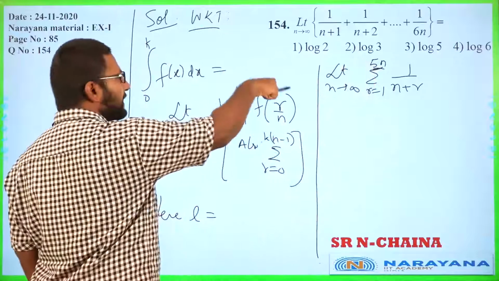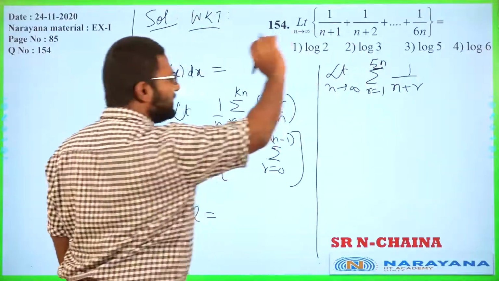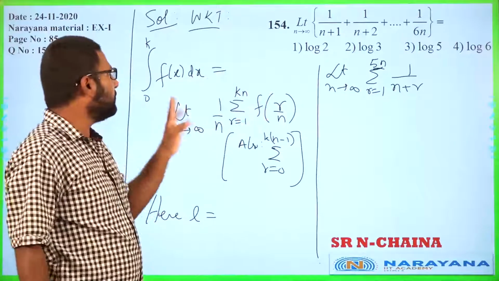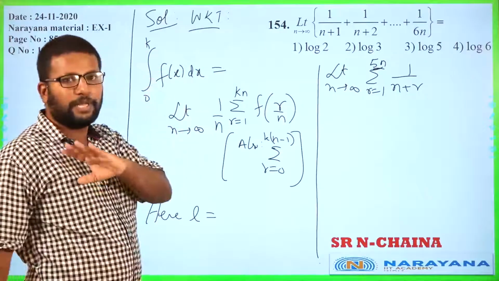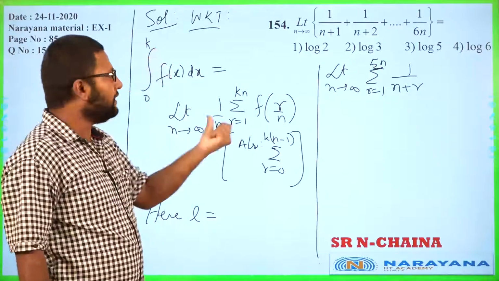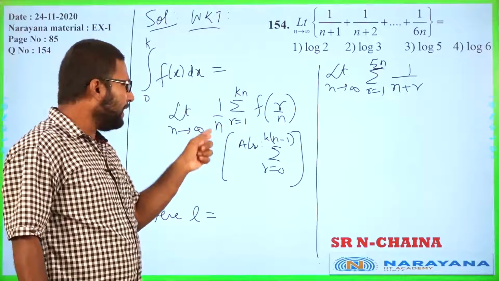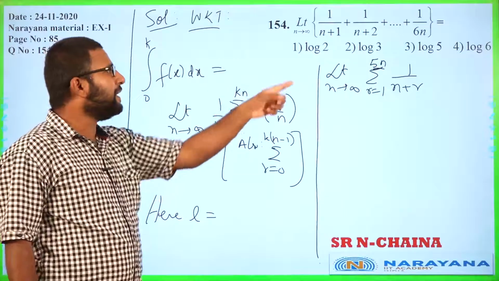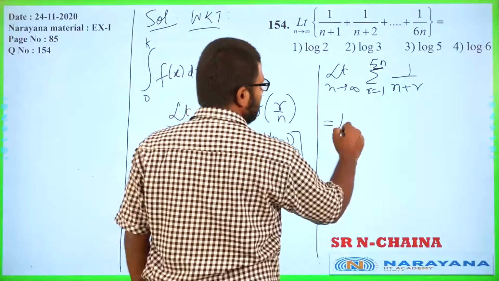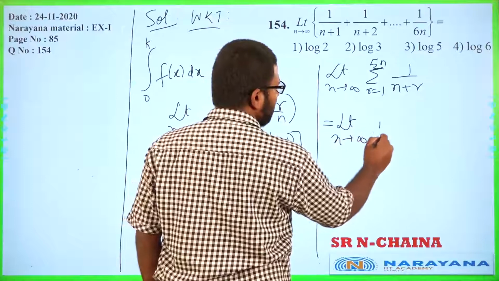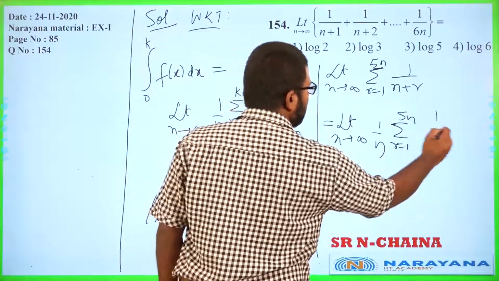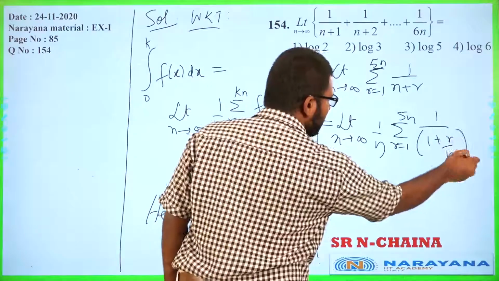So limit n tends to infinity, 1 to 5n summation n plus r. Now we have left that here. Now you try to match everything with this, because eventually I want to integrate. Then you should realize first of all that 5 is here, which means we are going to integrate from 0 to 5. Then try to get 1 by n outside, then try to get r by n inside. They will both happen simultaneously when we do this, which is limit n tends to infinity, bring 1 by n outside, summation r equal to 1 to 5n, 1 by 1 plus r by n.